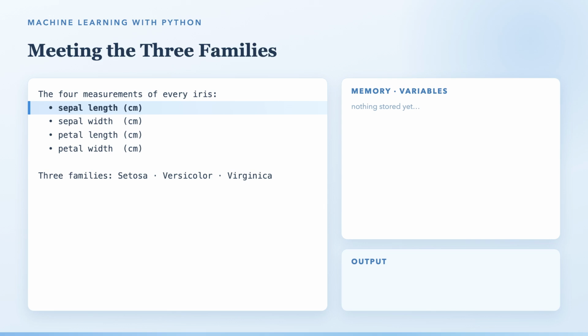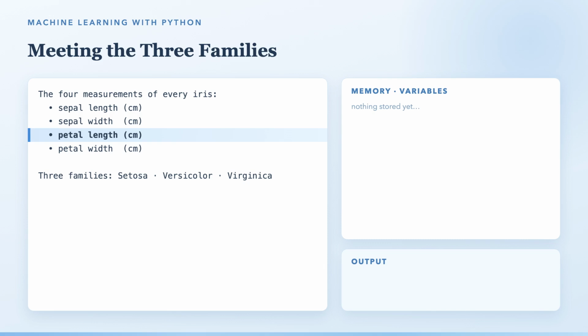Notice something lovely here. We never need to explain why a setosa is a setosa. The measurements quietly tell the story on their own. This is one of the most famous datasets in all of machine learning. Botanists gathered it nearly a century ago. 150 flowers, 50 of each kind, and it still teaches beginners today. Let's bring it to our work table.